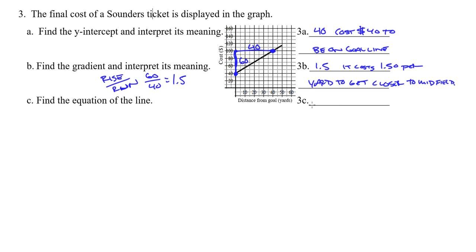You could do Y and X. I might do this: C for cost is going to be 1.5, and that is $1.50 per yard, plus 40 for starters. A lot of people did Y equals 1.5 X plus 40. That's fine. Even if you got these numbers wrong, but you copied them into your equation correctly, you got credit for it, because that's really all you had to do, is just copy those into the equation and off you go. All right? Any other questions on 3?